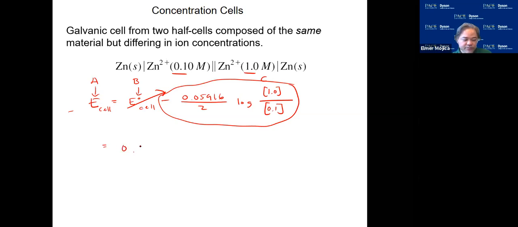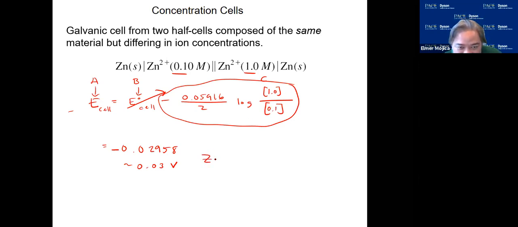Did you get this? Or around 0.03. Did you get that value? It should be positive, I think. Log of 10. Yeah, I'll try to make sure. 1 divided by 0.1. Oh, I think we're wrong here because this will be negative, right?